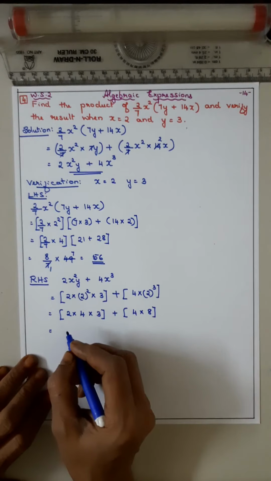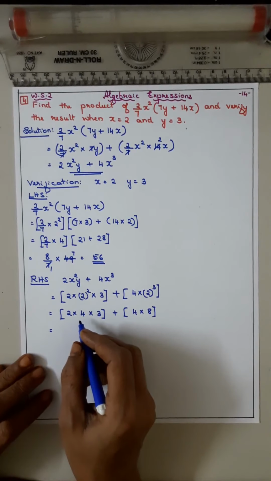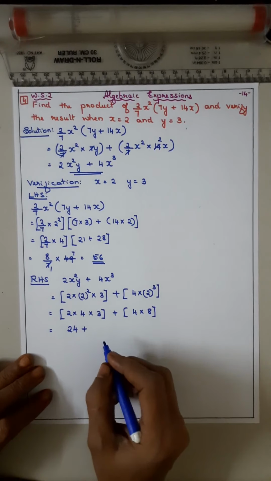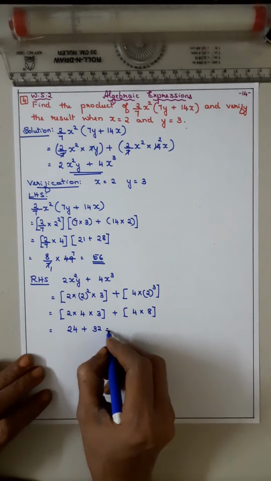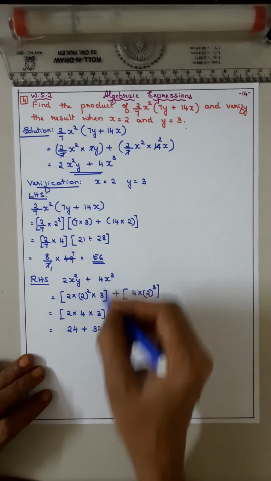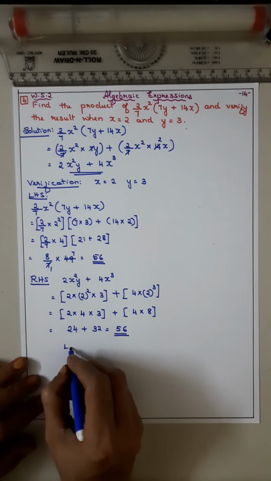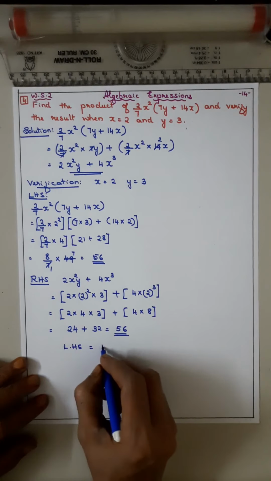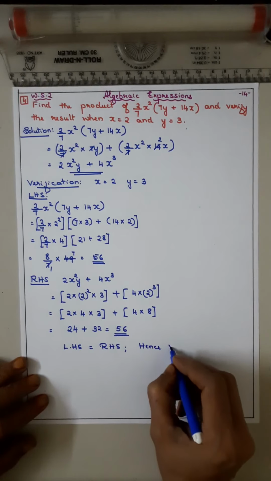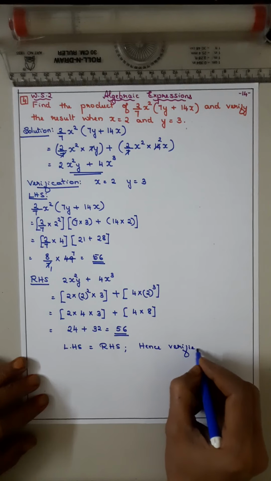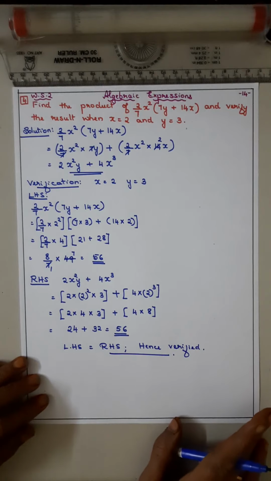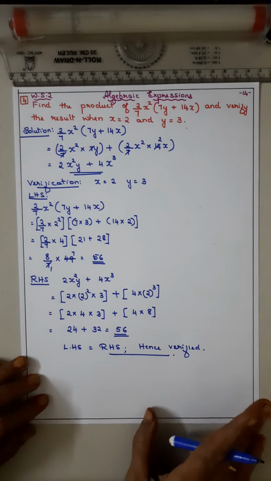So you got 2 fours are 8, 8 threes are 24, 8 fours are 32. Now add 24 plus 32, that is 56. You got the same answer, that is LHS is equal to RHS, hence verified. Clear? So that was question number 4.